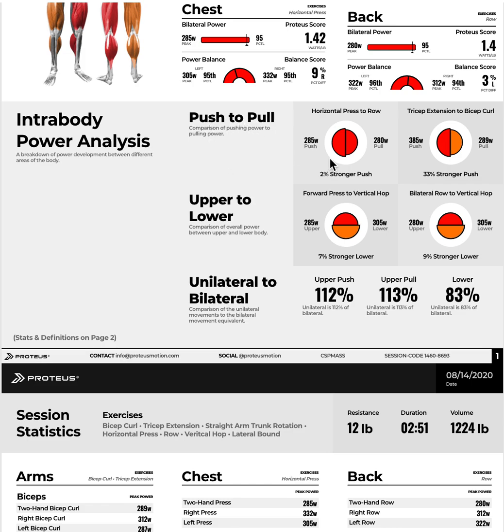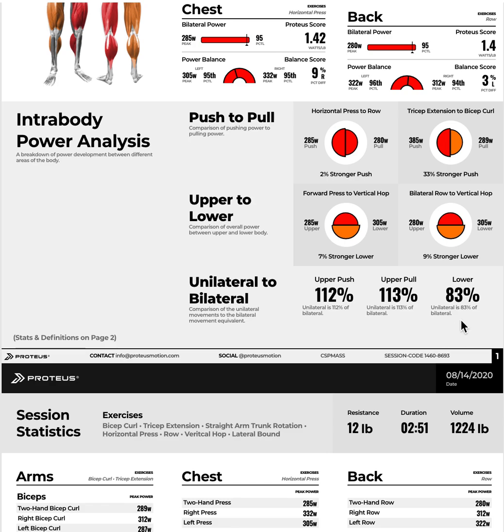So you have your push-pull. For this specific individual, he was 2% stronger with the push. You have your upper and lower comparison. In this example, he was 7% stronger in his lower, and then unilateral to bilateral comparison. These numbers that are above 100 indicate that this individual is able to produce more rotational power with his unilateral movement. With this example being a baseball player, that is something that we would find ideal and would look for.